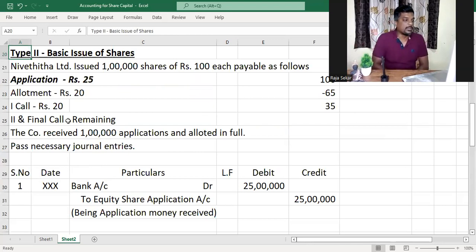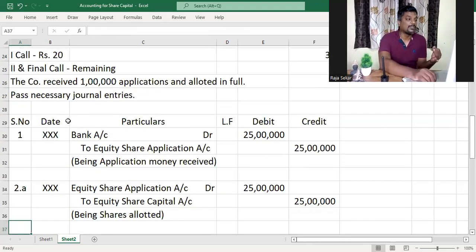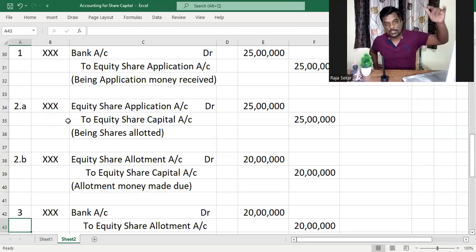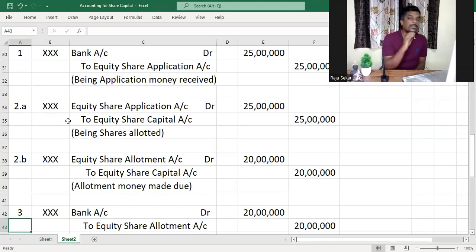Now, in this case, in the basic issue of shares problem, what are the transactions we have? We have a receipt of application money for which we pass bank, equity share application. Then we have allotment of shares. While allotting shares, we first need to transfer the amount in equity share application account to equity share capital account. So that will be equity share application, equity share capital, the second entry, and then I need to make the allotment money due. Call the shareholders, come, pay the money. So I am calling them.